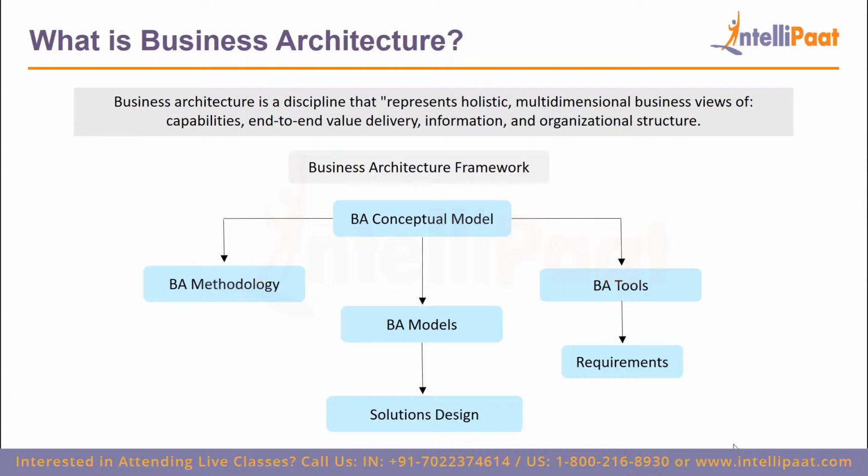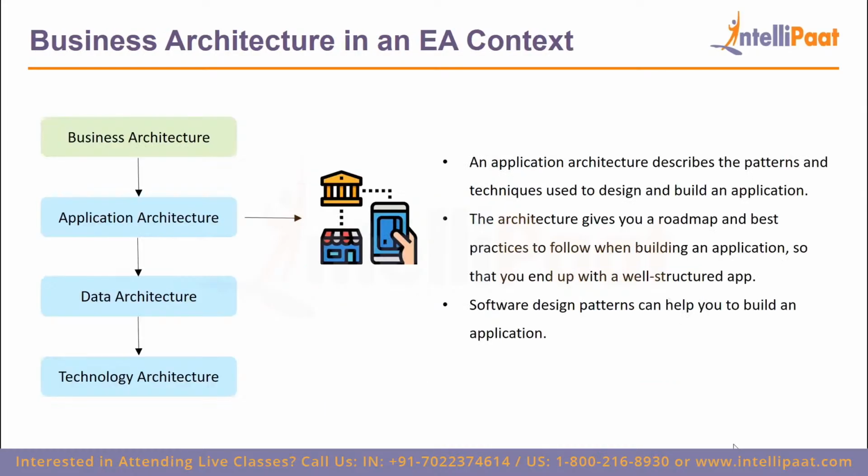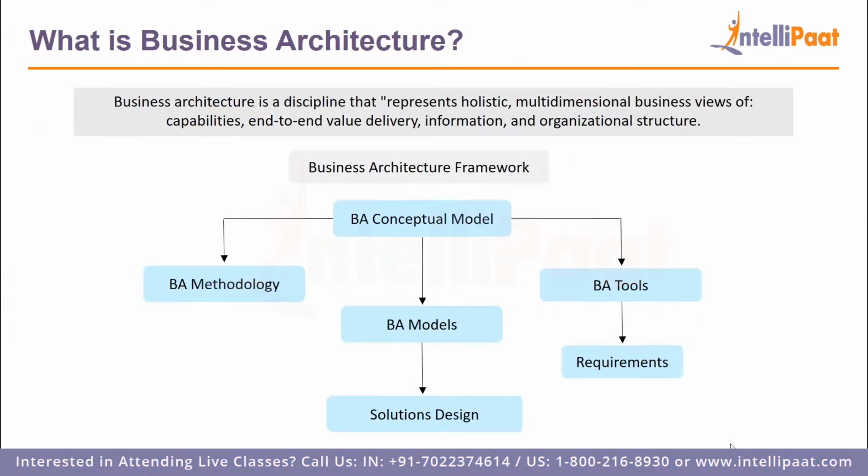So this is all the business architecture. Now coming to business architecture in an EA context, it consists of the application architecture, data architecture, and technology architecture. Before we study and discuss each one of them, let me give you a short description of business architecture. As we have discussed the business architecture, we'll continue the discussion from the business architecture perspective when we implement it in business analysis.